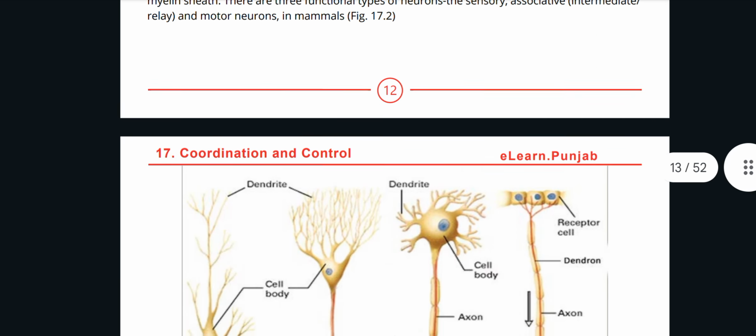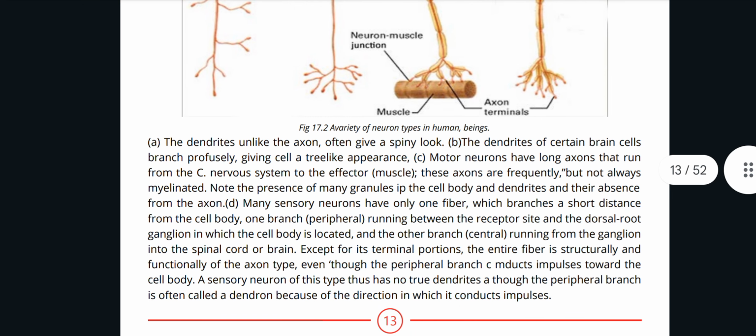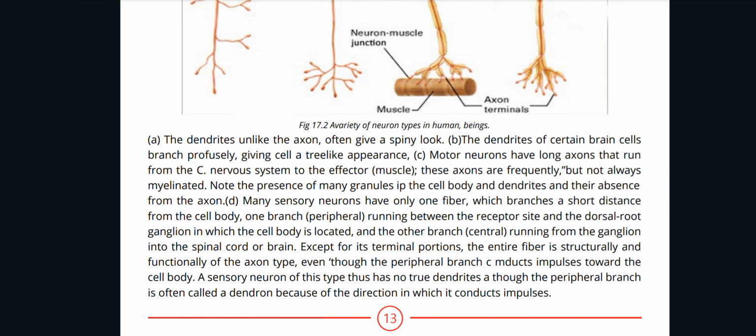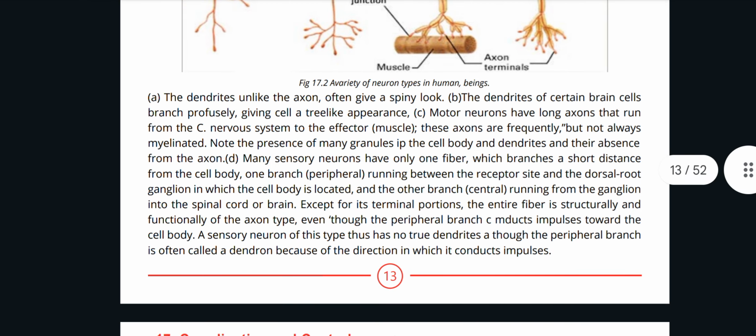Figure 17.2 shows the following neurons. The variety of neurons in human beings. The dendrites, unlike the axon, often give a spiny look. The dendrites of certain brain cells branch profusely, giving a cell a tree-like appearance. Motor neurons have long axons that run from the CNS to the effector. These axons are frequently but not always myelinated.